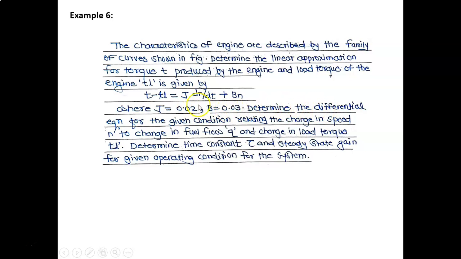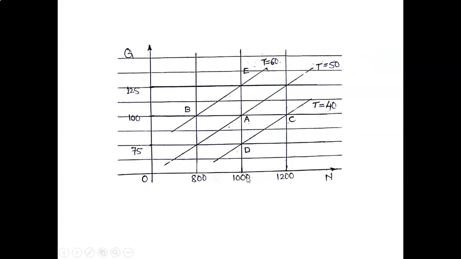Determine the differential equation for the given condition relating the change in speed n to the change in fuel flow q and change in load torque TL. Determine the time constant tau and steady state system gain for the given operating condition for the system. Therefore, this is the problem, and they have provided these curves.